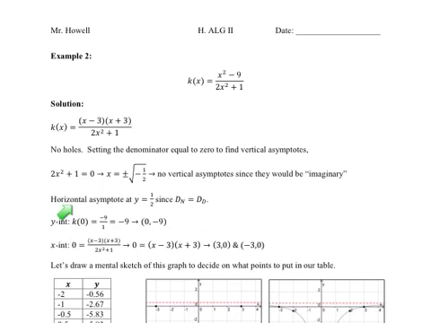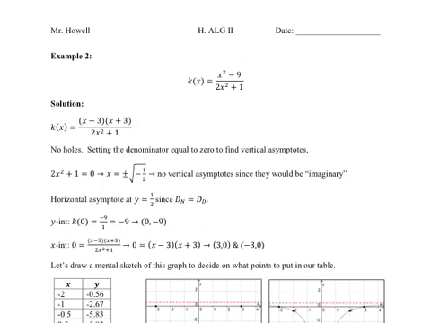Now the question becomes the horizontal asymptote next. Well, when the degrees are equal, we can see this is squared and this is squared. We look at the ratio of the leading coefficients. So there's a 1 here and there's a 2 here. So it's just simply 1/2. So y equals 1/2 is the horizontal asymptote.